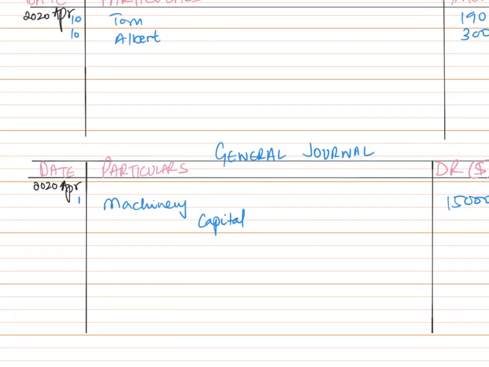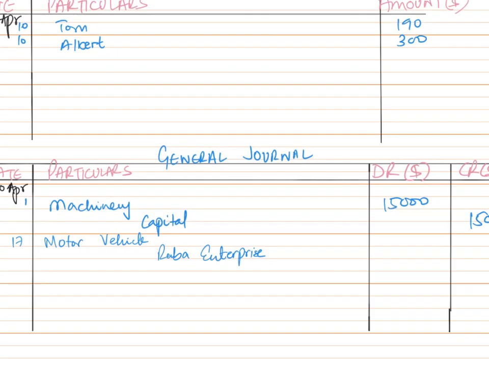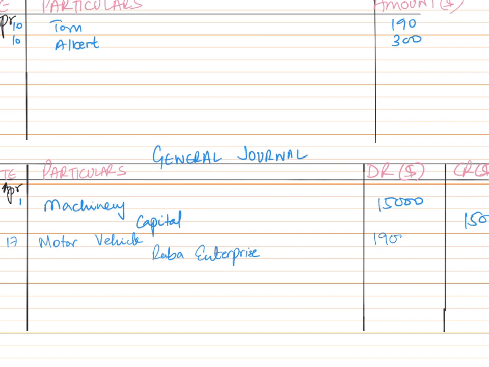So on the 17th, we'll make this entry: motor vehicle debit and Ruba Enterprises credit by how many dollars? 19,000.